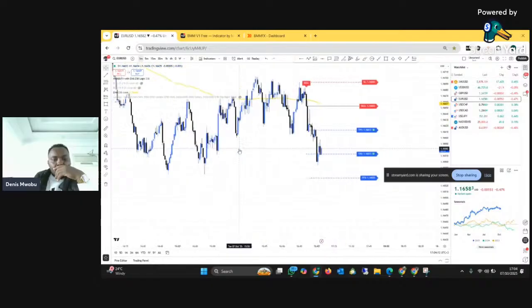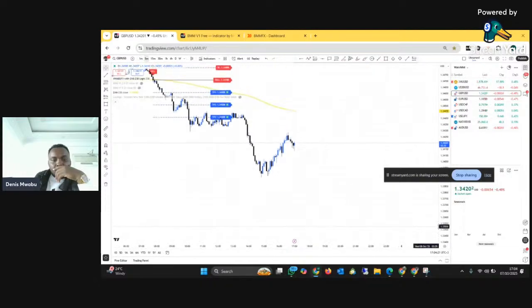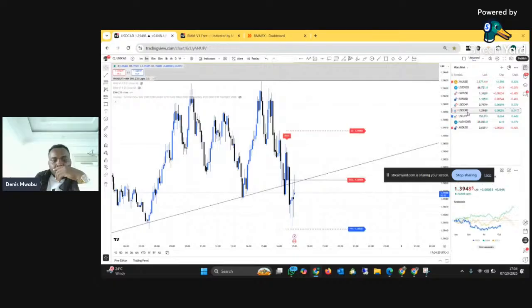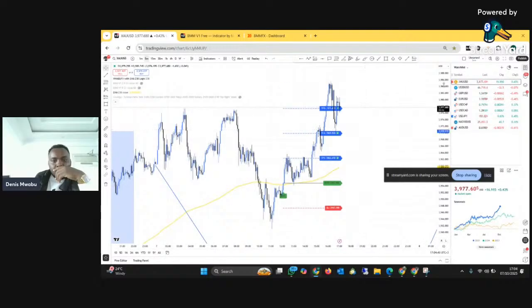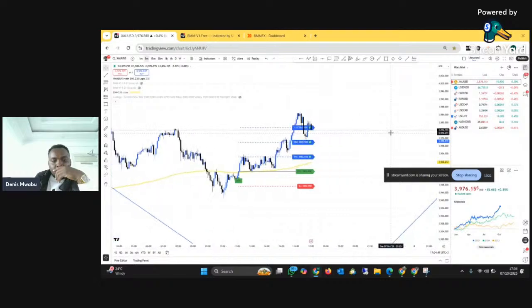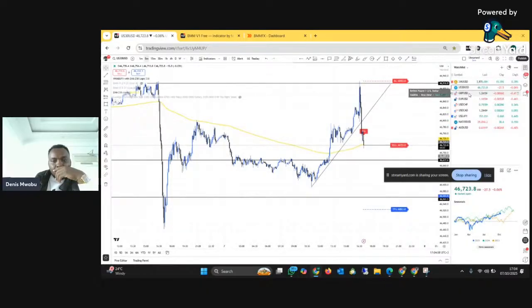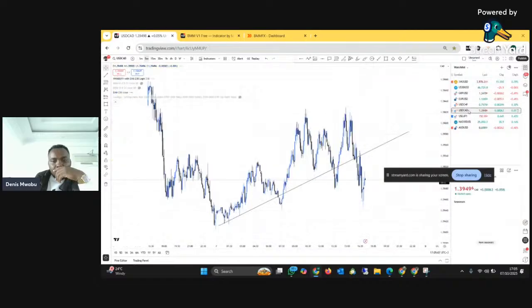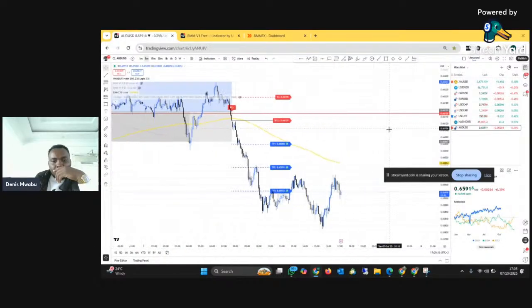EURUSD. Let's see. Confident with this. Confident with this. Yes, the SL on gold is on 3965.